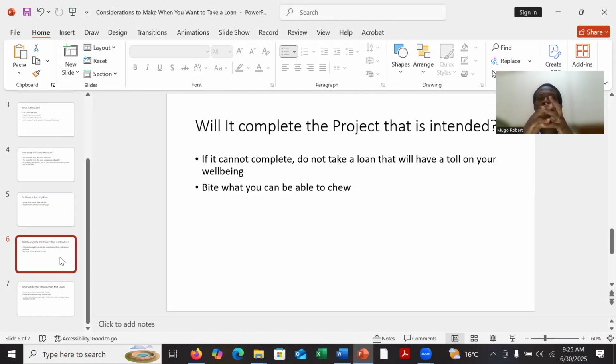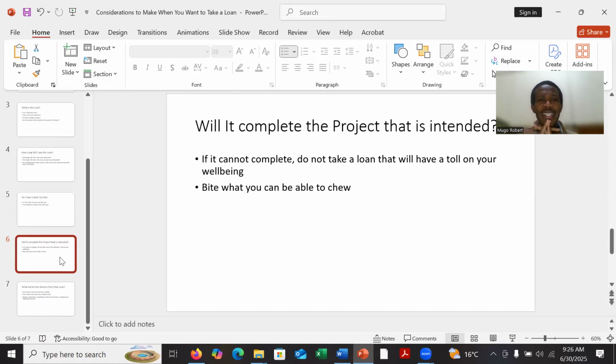The next is, will this loan complete the project that it was intended to do? I will tell you, if you take a loan where it is heavily hitting your payslip or your business income, and you may not be able to complete that project, do not take that loan. You may find you will not be able to chew what you decided to bite. So if it cannot complete a project, it will have a toll on your financial well-being.